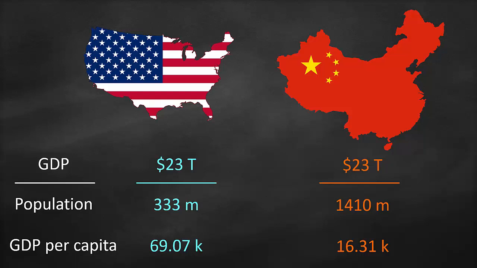Therefore, we could say that the GDP per capita in the United States is bigger than the GDP per capita in China. Therefore, the average income in the United States is bigger than the average income in China.